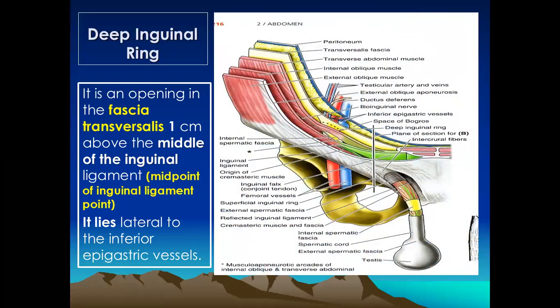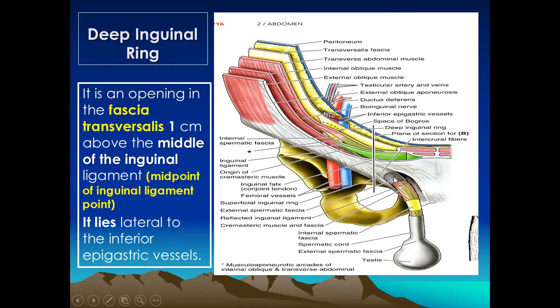Now going to the next structure, we have seen the superficial inguinal ring. This is in case of male. So here you can see the content. In case of male, it will be the spermatic cord coming down, and here is the testis going to the scrotum. So this is the superficial inguinal ring. Now here you can see all the three muscles, the external oblique, internal oblique, and transverse abdominis muscle. Then deep to that, we have the transversalis fascia, then the peritoneum. All those layers have been shown here.